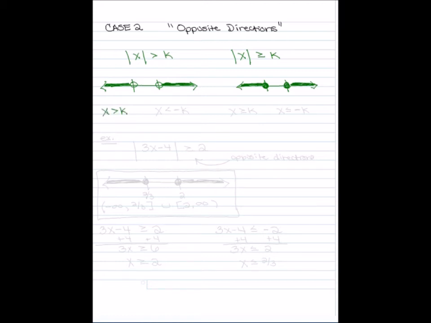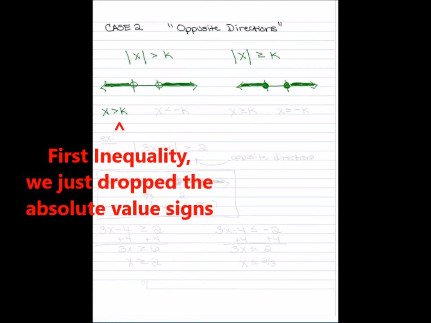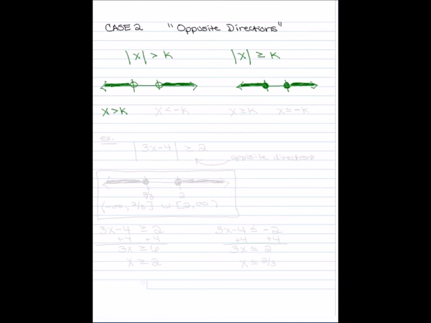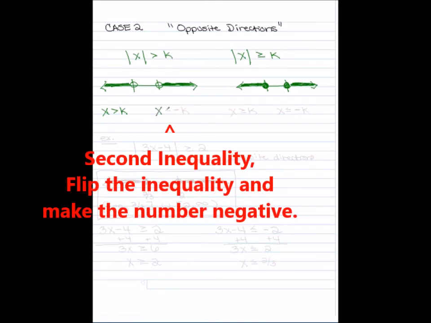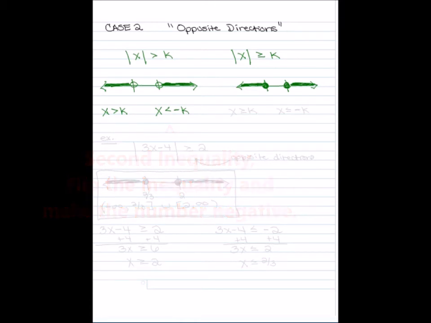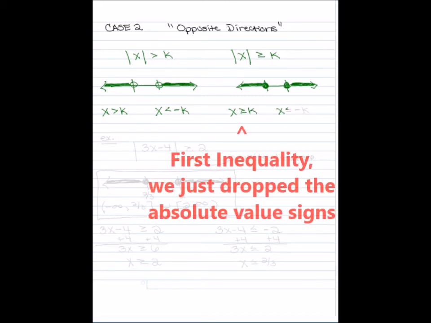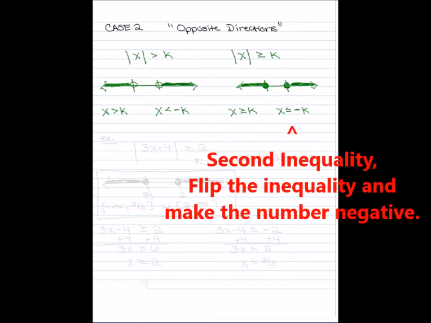Now, because you have two different intervals, you're going to have two different inequalities to solve. So the first time you write your inequality, you just drop the absolute value symbols. The next time that you write it, you want to flip the inequality and you want to make the number negative. So again, on the right hand side, you want to write it the way it looks without the absolute value, and then the second time you write it, you want to flip the inequality and change the sign of the number.